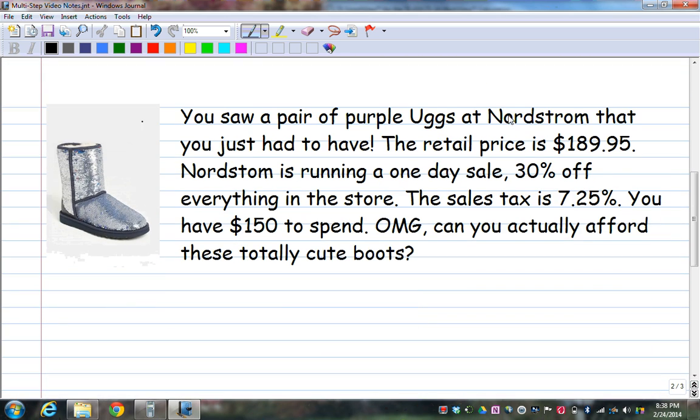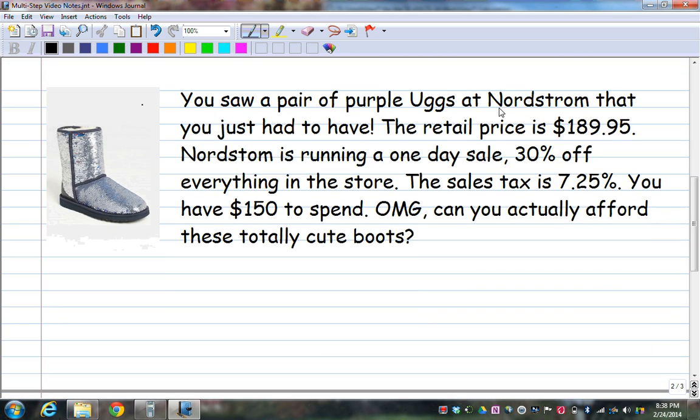Okay, you're going shopping, and you saw a pair of purple Uggs at Nordstrom that you just had to have. The retail price is $189.95, but Nordstrom is running a one-day sale, 30% off everything in the store. OMG! The sales tax is 7.25%. You have $150 to spend. Can you actually afford these totally cute boots? Well, that's what you have to figure out.